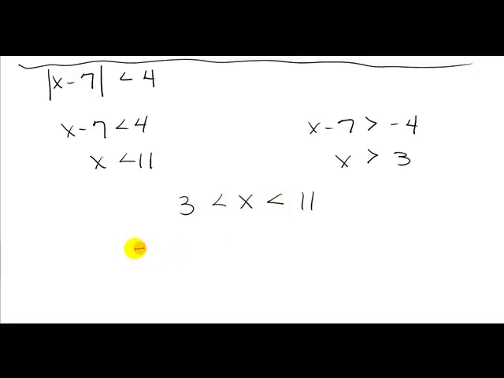And so in our graph, we want to show that. Here's my 0, my 3, my 11. And x is going to be between here. This time we do not have an equal sign, so we will use the parentheses. And it's going to go right on that graph, and then this is the information.